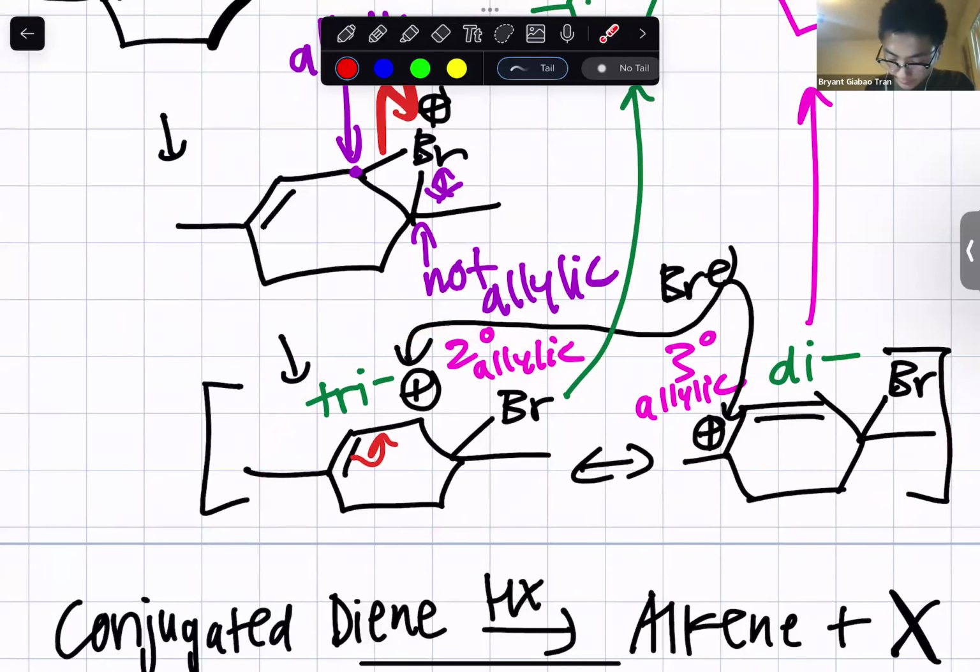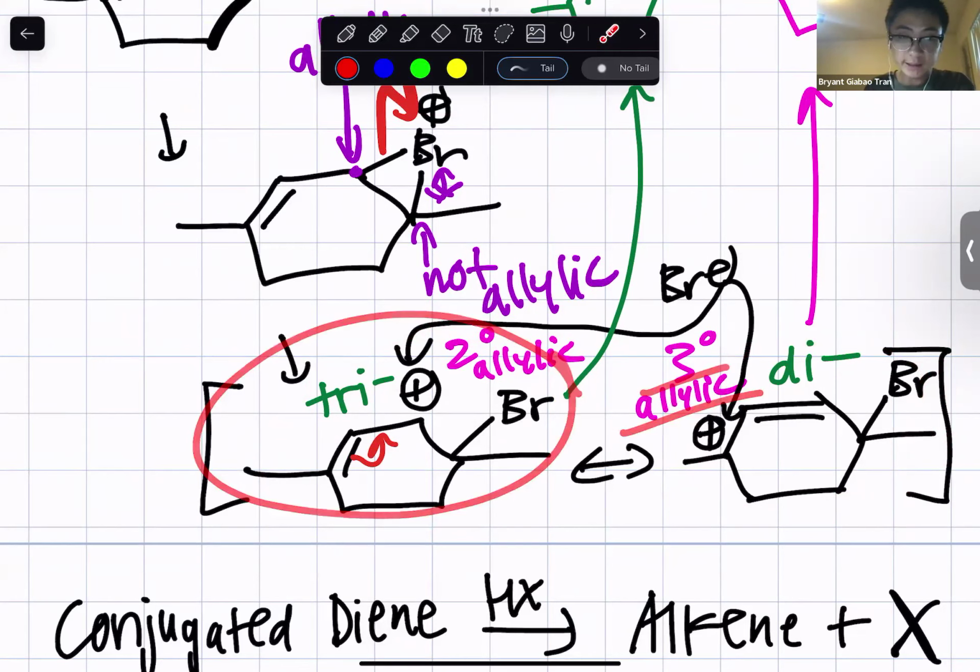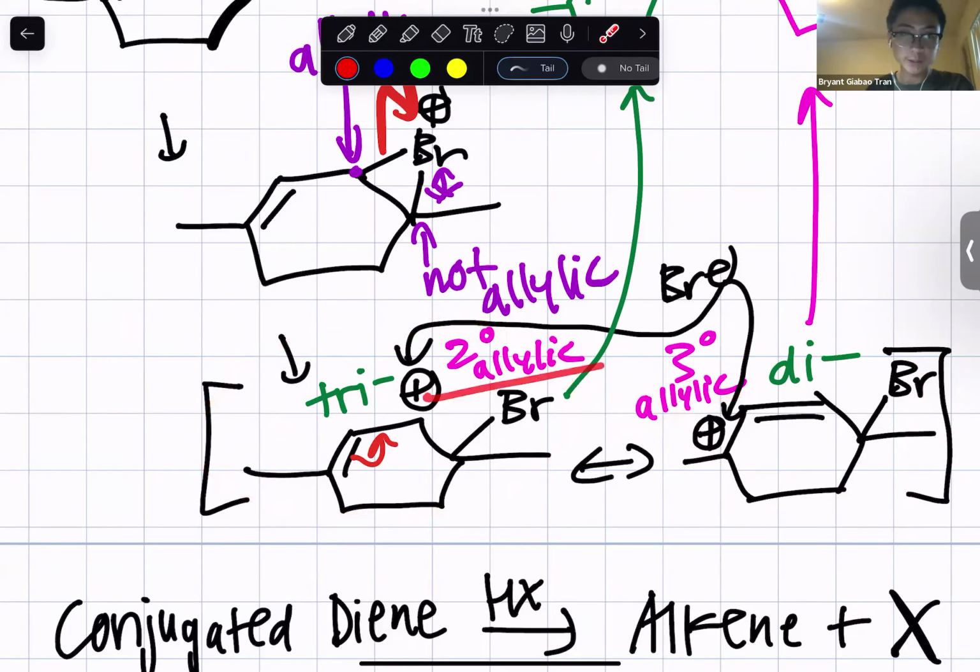And we know that this resonance structure has the more stable double bond because it is tri-substituted. This resonance structure here has the less stable double bond because it is di-substituted. But this resonance structure here has the more stable carbocation intermediate, whereas this resonance structure here has the less stable carbocation intermediate.